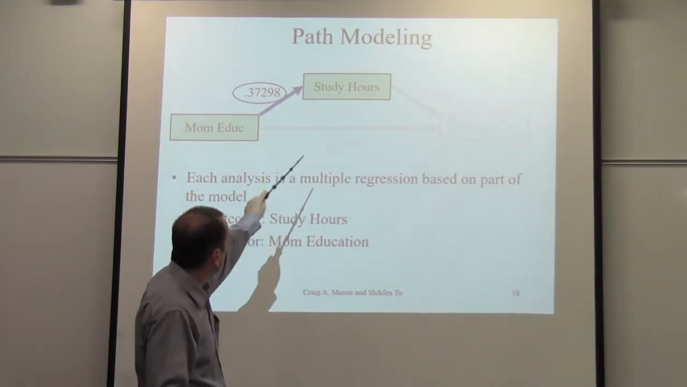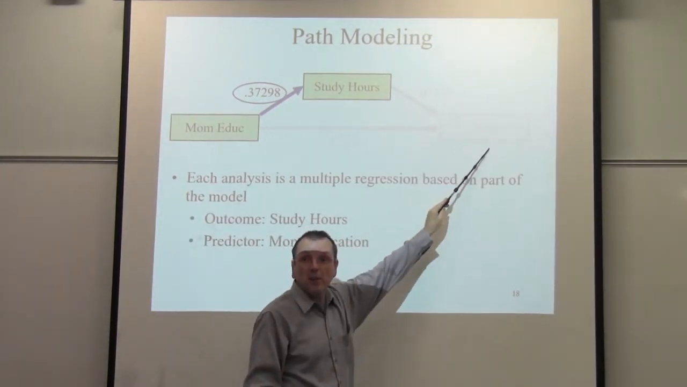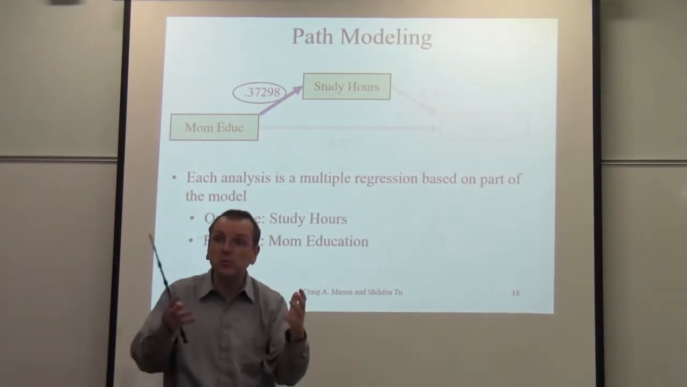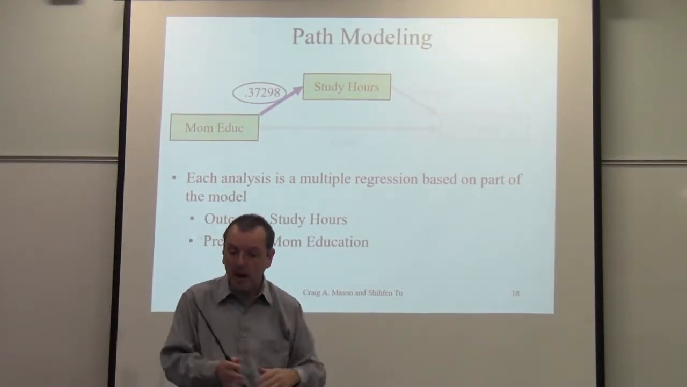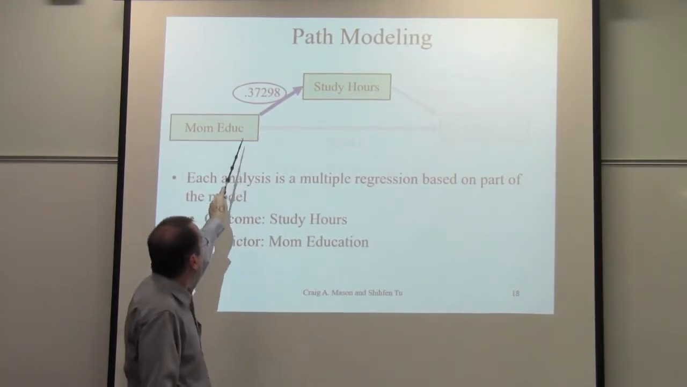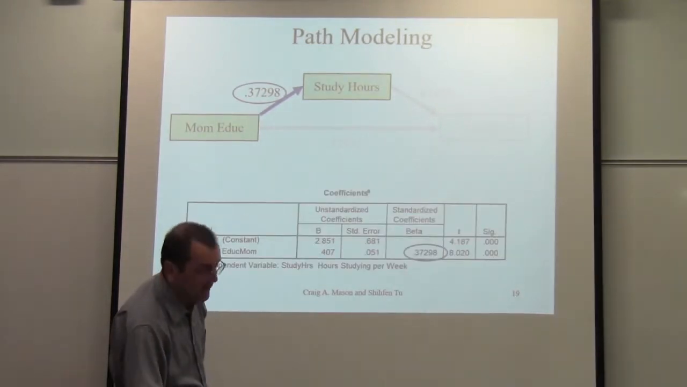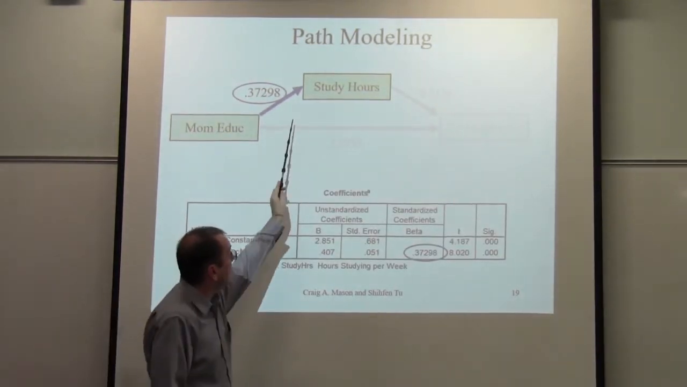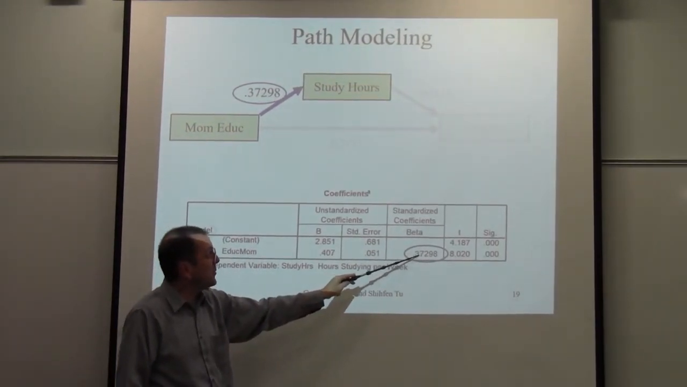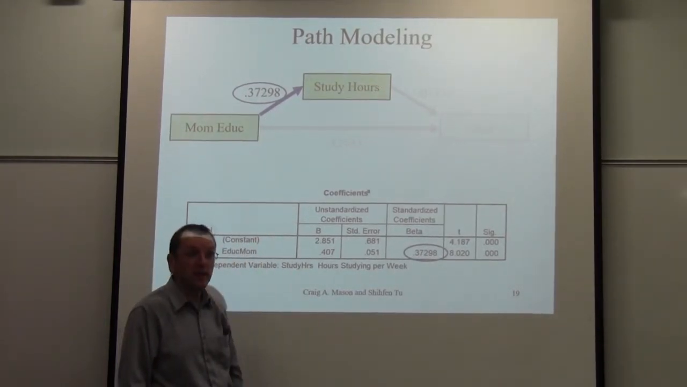So our outcome is study hours. The predictor is mom's education. Again, we're really interested in grades. But to understand the totality, to understand how everything's related, we need to take it piece by piece. Well, if I do a multiple regression of study hours as the outcome and mom's education as the predictor, here are the results of that same data, and I look at the standardized beta, it's 0.37298, exactly the same value that we just calculated.